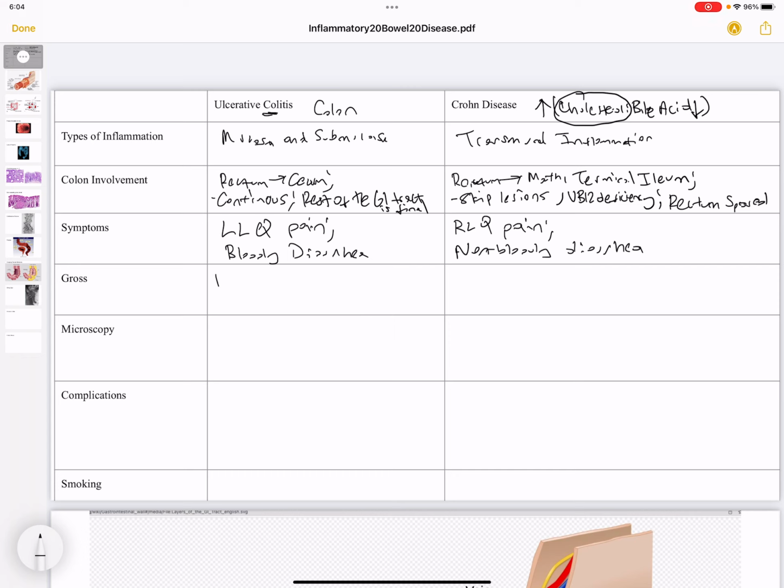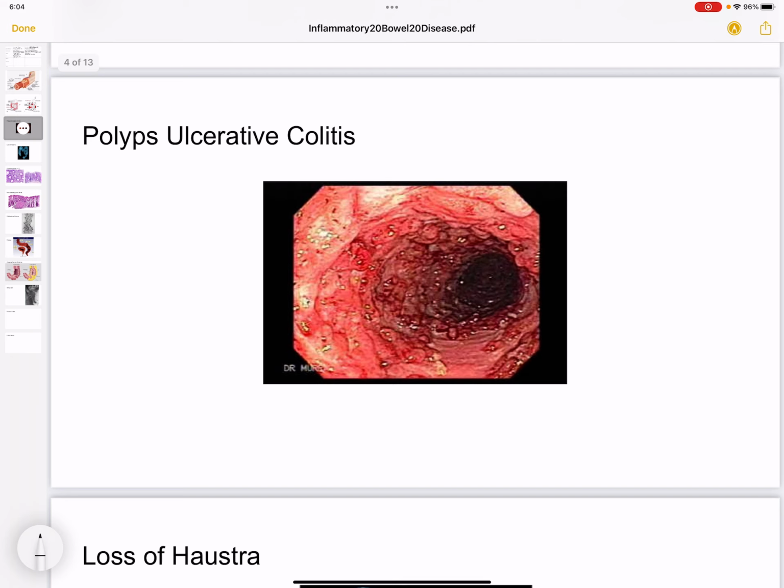On gross examination with ulcerative colitis, we will see pseudopolyps as well as the loss of haustra. These are things that we can see in imaging right here. These are pseudopolyps, right? So essentially what happens is we have this intestinal lining.